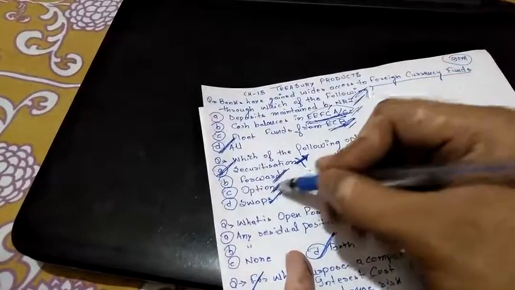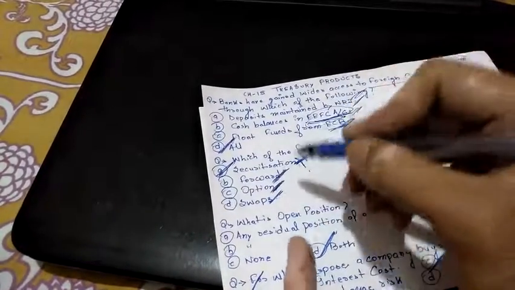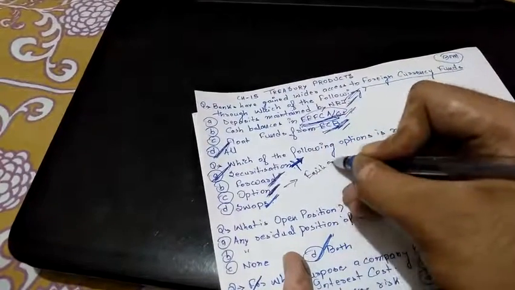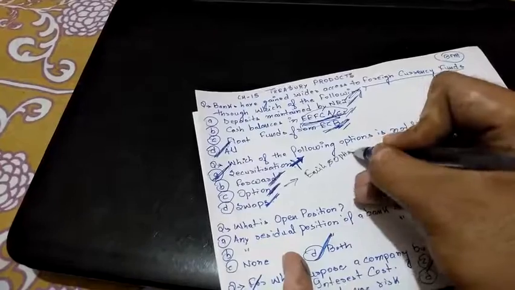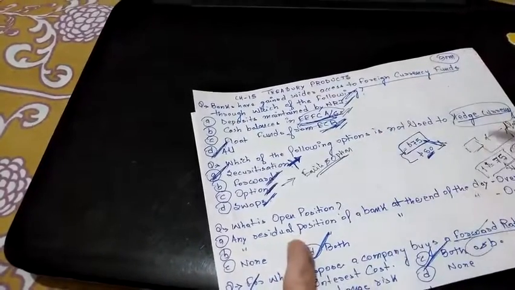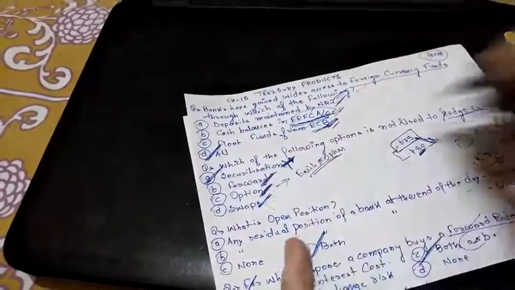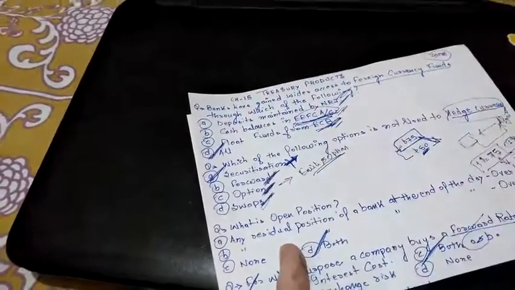Options is the one not used by the banks. The banks never use equities and the options as a product. Otherwise the bank uses all of these as treasury products. Now forward options are also used to hedge currency, and swaps are also used to hedge currency.